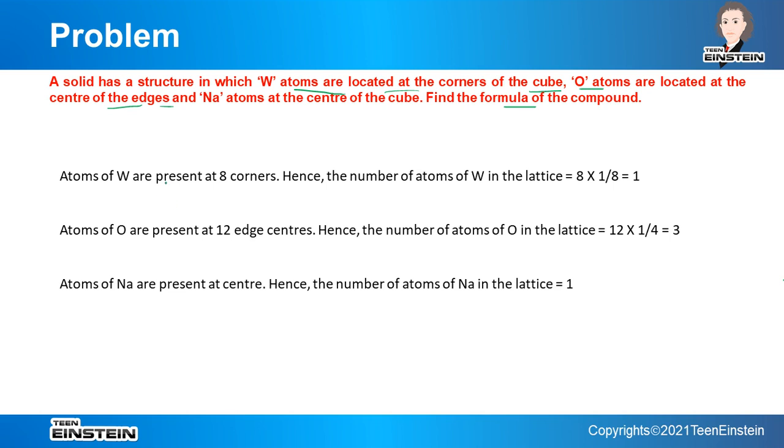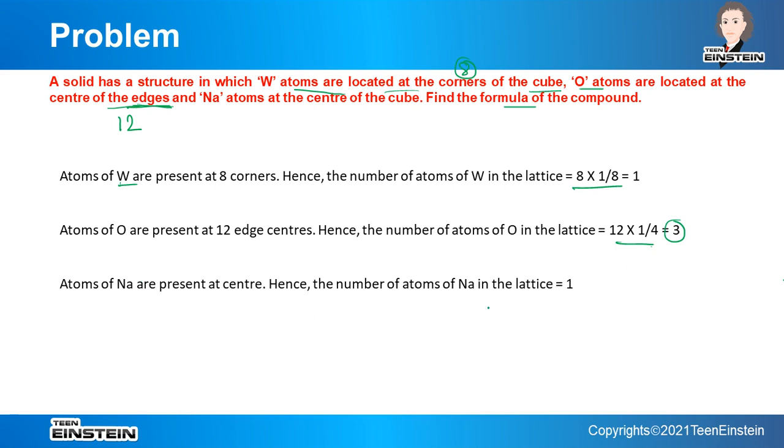So tungsten is present at 8 corners because there are a total of 8 corners possible. So its contribution will be 8 into 1/8, that is 1. Oxygen atoms are present at the edge center. Now the total number of edge centers is 12, and when any particle is present at an edge center, it is shared among 4 units. So its contribution will be 12 into 1/4, that is 3. Atoms of sodium are present at the center, so it will have full contribution.